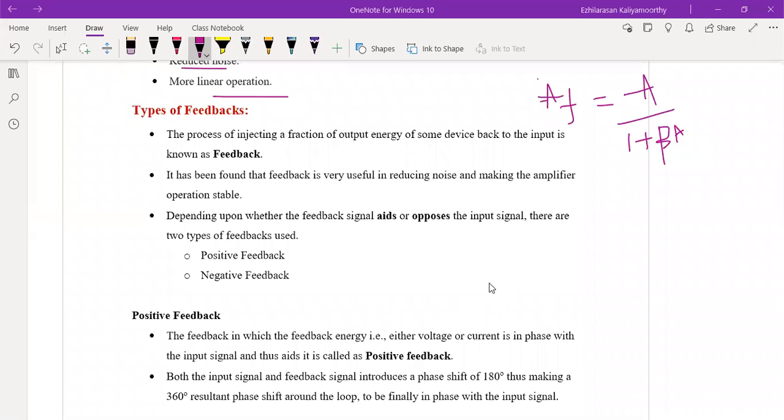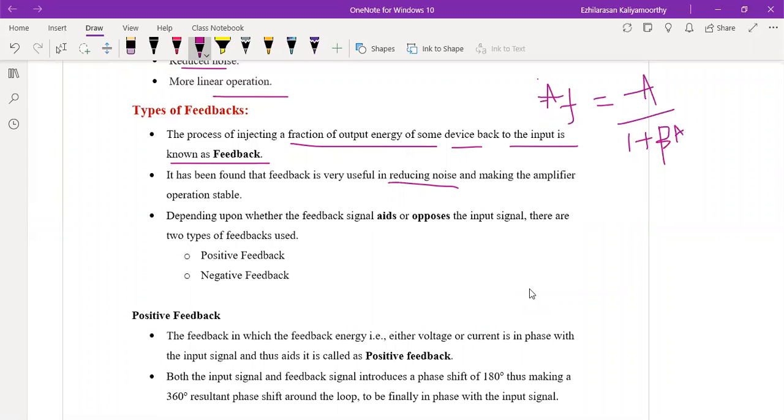So here we can say what feedback is. As I already said, the process of injecting a fraction of the output energy of some device back to the input is nothing but feedback. One of the very important advantages of feedback is that it is useful to reduce noise, especially because, as I said, amplifiers by default generate noise.